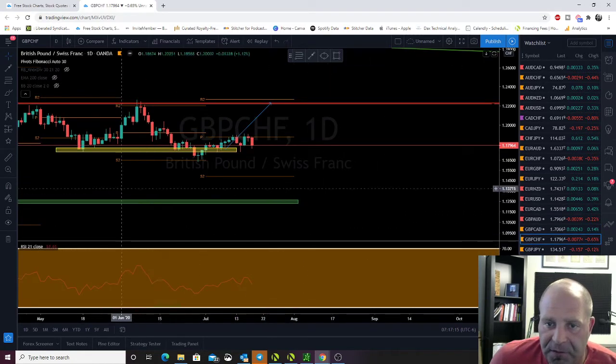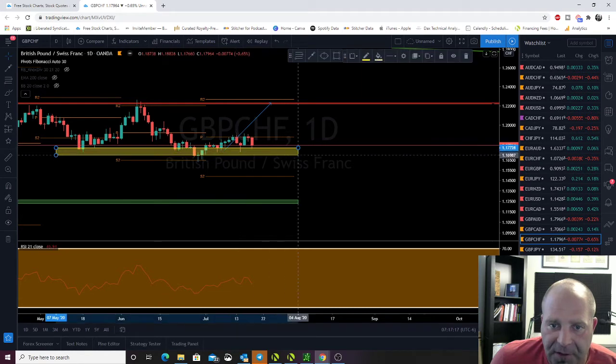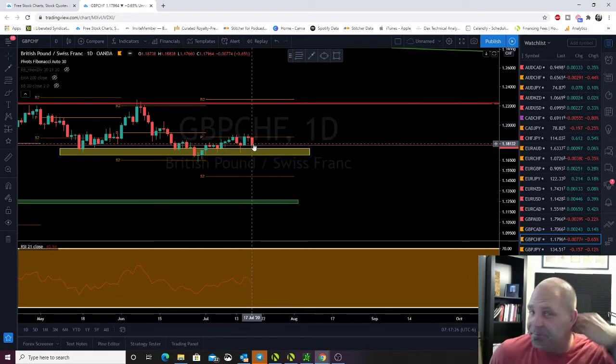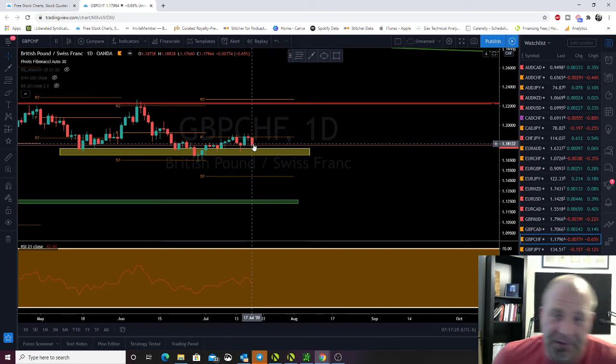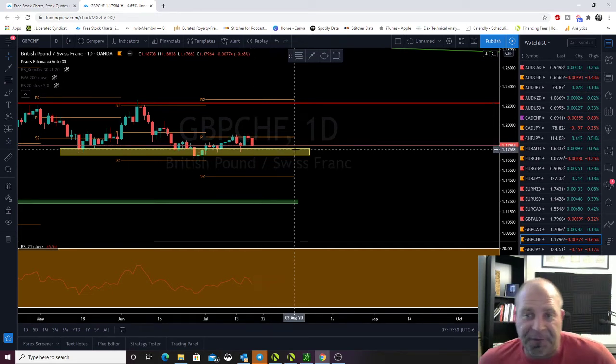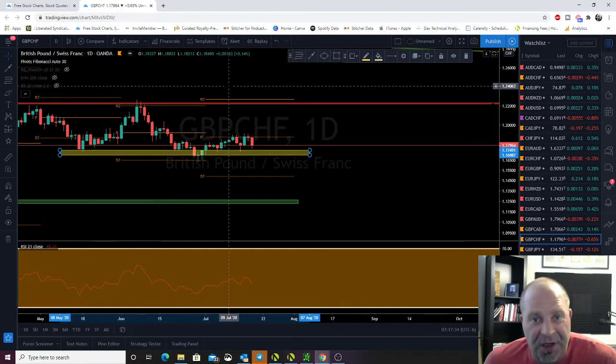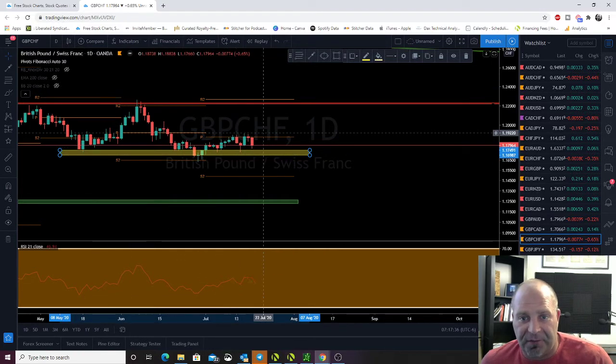British pound, Swiss franc. Looks like we are in an area that we've marked as a make or break. I think overall, guys, we're going to see some bullish activity on the British pound this week. I just feel fundamentally it's been strong, and then we had kind of a down flat week with it.